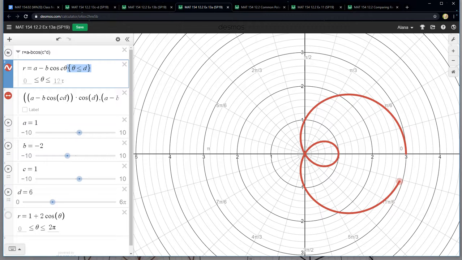You don't need the point. The point just gets you where the end of the curve is. I just like it because it's pretty. But you need this piece. So you need to say theta is less than or equal to d, right? So I could do that down right here.